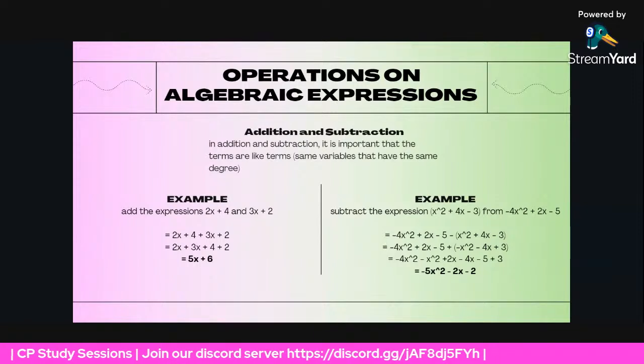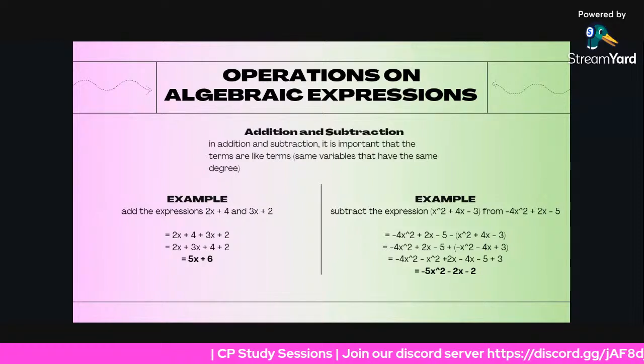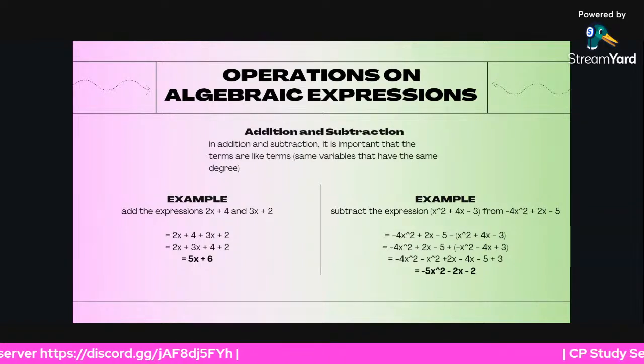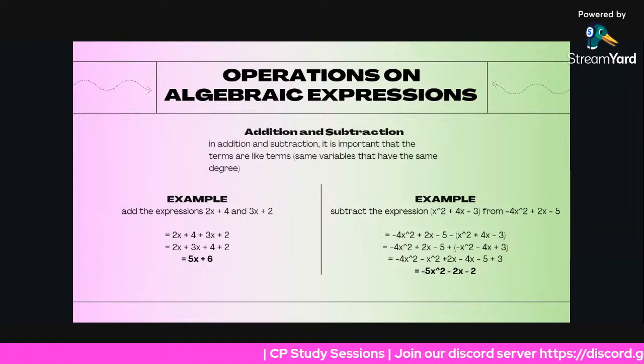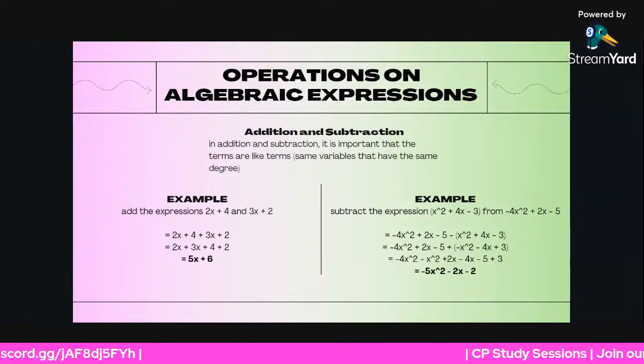So, addition and subtraction. In addition and subtraction, it is important that the terms are like terms. So, katulad nung kanina, like terms are same variables that have the same degree. So, yung degree, it's also exponent. So, proceed na tayo sa example since hindi naman na kailangan masyado ng explanation yung pinaka-definition. Add the expressions 2x plus 4 and 3x plus 2.